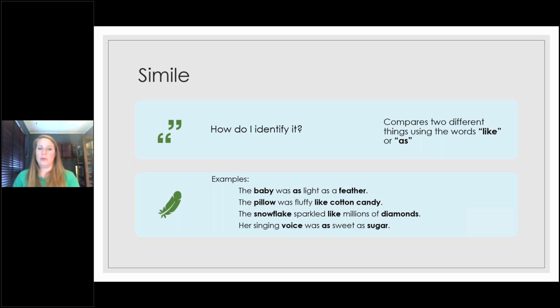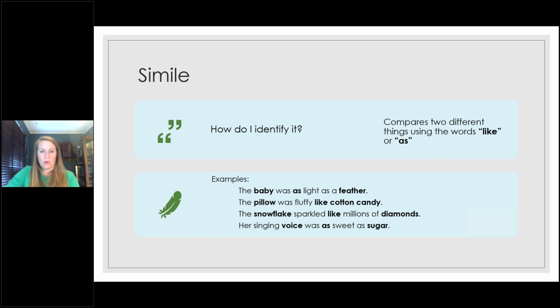The next example would be the pillow was fluffy like cotton candy. So in this version, we are using like and not as. And even though cotton candy is something we eat and pillows are something we lay our head on, we can imagine that pillow being so soft and kind of luxurious and laying our head down on it. Again, it helps us to picture this situation.